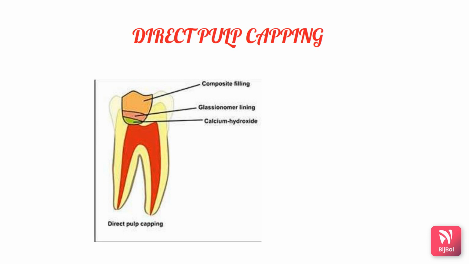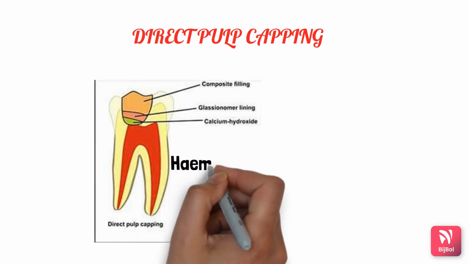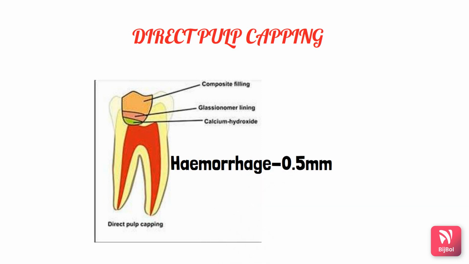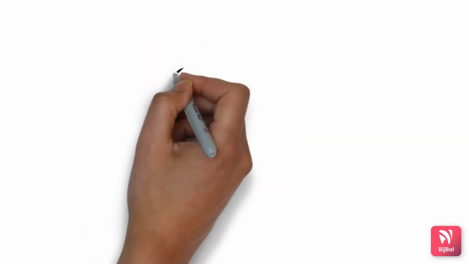Here, one of the criteria is that the size of the exposure must be as small as possible, that is 0.5 mm in diameter. The hemorrhage from the exposed pulp must also be easy to control, and the tooth should also be asymptomatic. However, calcium hydroxide has been the material of choice for direct pulp capping, but nowadays recent materials such as mineral trioxide aggregate, MTA, which was developed by Torabinejad, have gained widespread acceptance as a direct pulp capping agent.